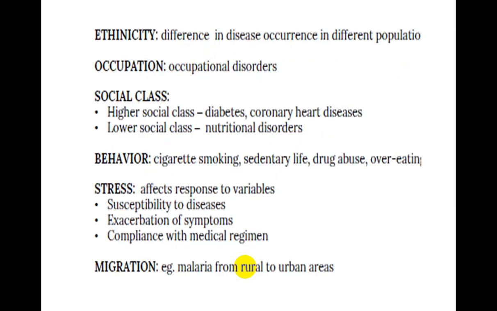Next we have ethnicity. Ethnic differences in disease occurrence have been noted between population subgroups of different racial and ethnic groups. These include TB, essential hypertension, coronary heart disease, cancer, and anemia. These differences, whether they are related to genetic or environmental factors, have been a stimulus to further studies.